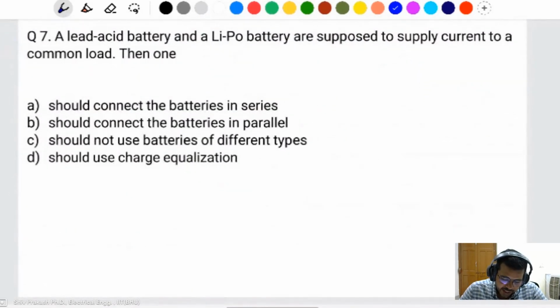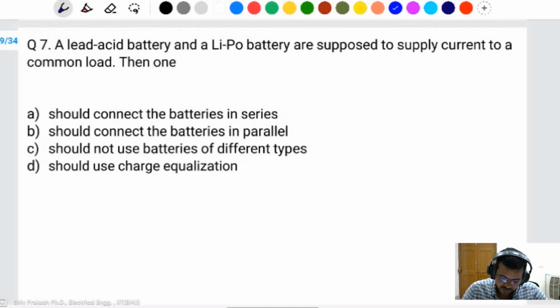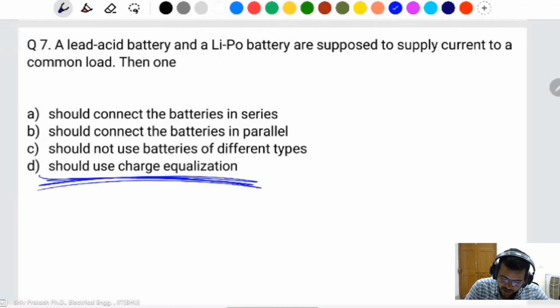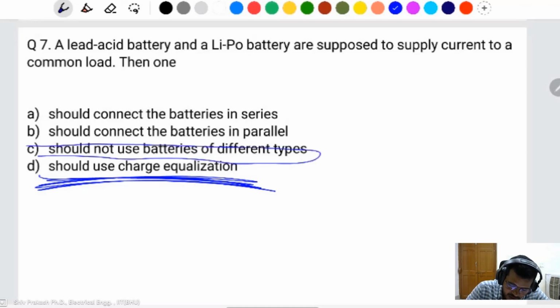A lead acid battery and a lithium LiPo battery, the same lithium ion battery, lithium phosphate battery, are supposed to supply current to a common load. Then should we connect the batteries in series, should we connect the batteries in parallel, should we not use batteries of different types, should we use charge equalization? But it is not mentioned whether parallel mode or series connection. So this is not an important thing.